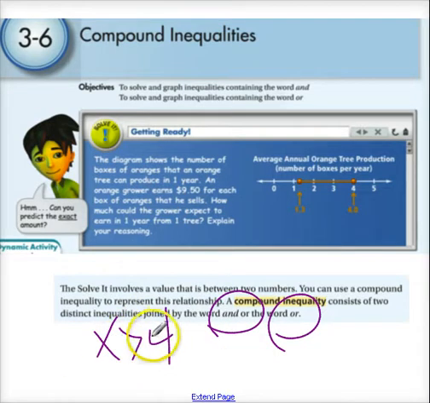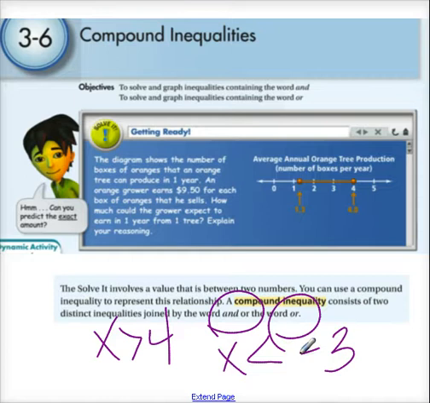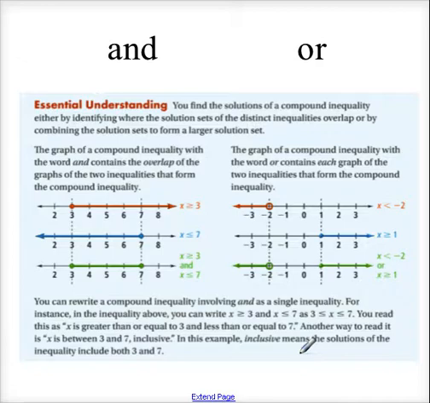So x could be anything bigger than 4. With a compound inequality, x could be bigger than 4, or it could also be less than -3. There's two different solution sets. So we're going to talk about these two, and versus or.